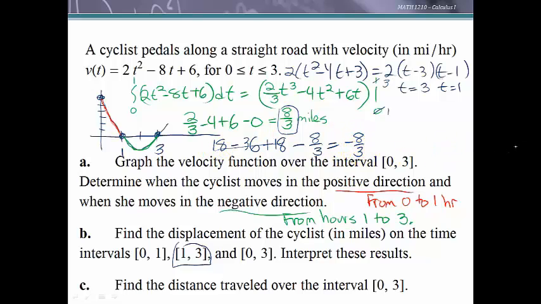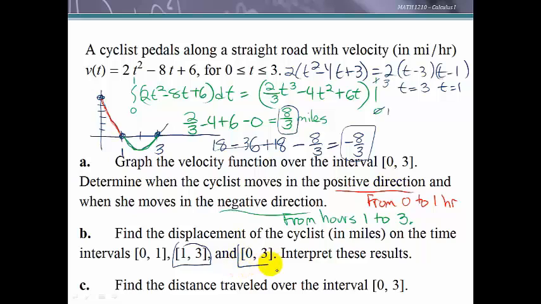Looks like these cancel out, so I get negative 8/3. Now, what does that mean? Because the velocity is negative, it means that the cyclist is going now to the left. Let's say the cyclist went to the right, because we're looking along a straight road here, and now the cyclist is going the other direction, traveling 8/3 or 2 2/3 miles to the left.